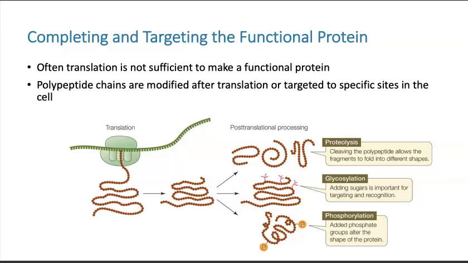It can be cut into little bits. And all of this, by the way, is called post-translational processing. So it can be cut up into bits, little bits of sugar can be added. We talked about blood types and how that has sugars added to it, or it could have phosphates added to it.